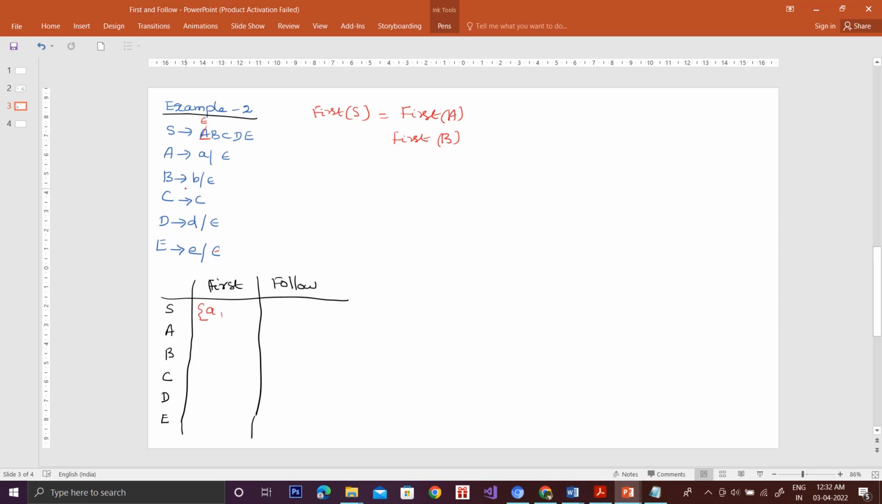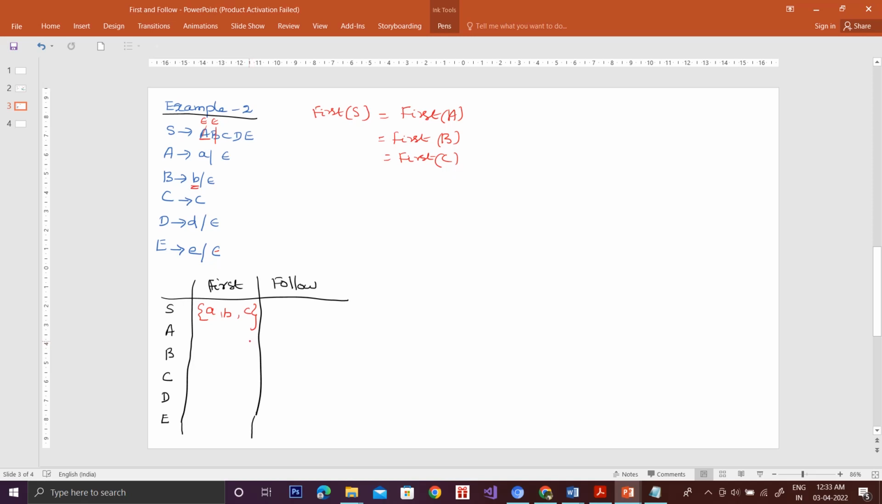What is first of B? First of B is small b, so you add b here. It's a terminal, so straight away you can add it. And we also have epsilon, so when you apply epsilon, this will vanish. So now first of S is capital C, and we have to find out first of capital C. First of capital C is small c, so now you add small c and stop here.